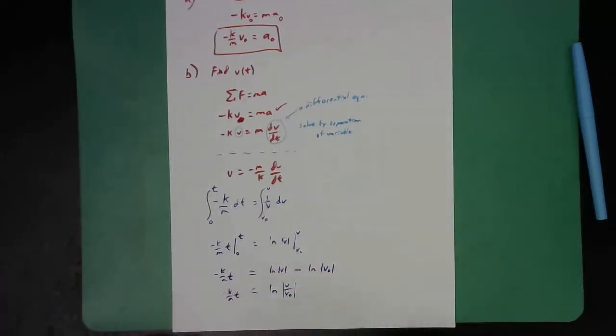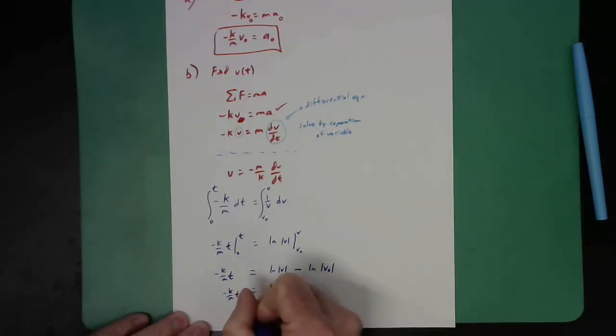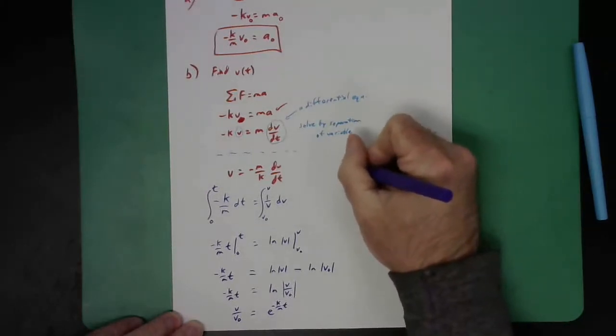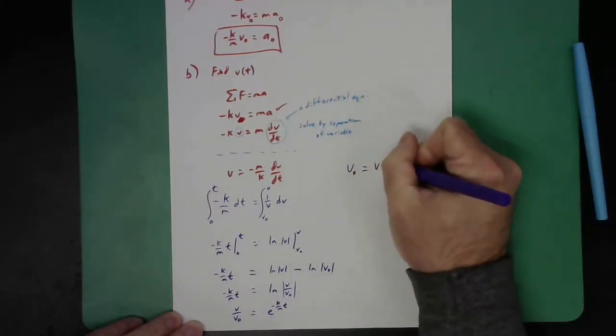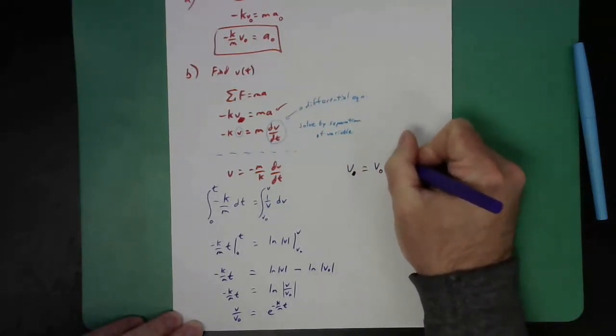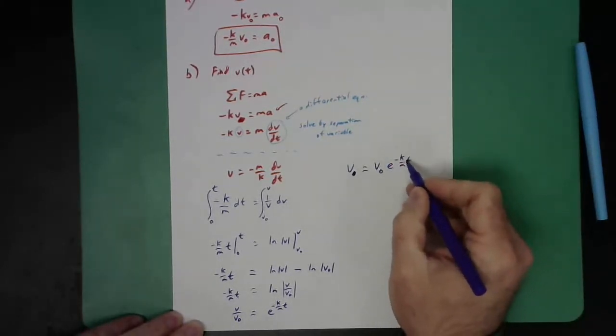Now I'm going to undo the logarithm. I'm going to exponentiate this. I know that this is a log base e, so this is e to this power equals v over v naught. That's the way logarithms work. So e to the -k over m t is v over v naught. I'm going to go ahead and move the v naught over. And look what I have: v is v naught times e to the minus k over m t. This is my exponent here on the e.